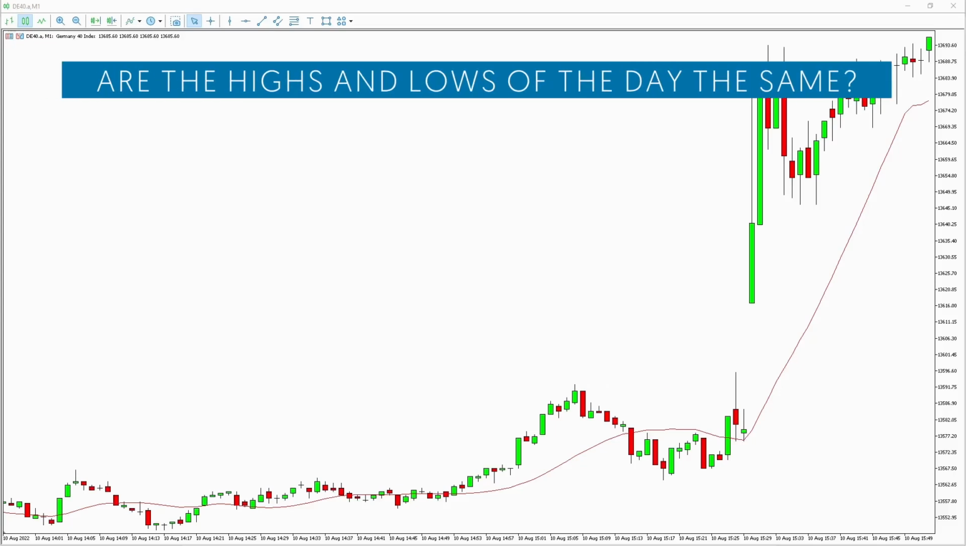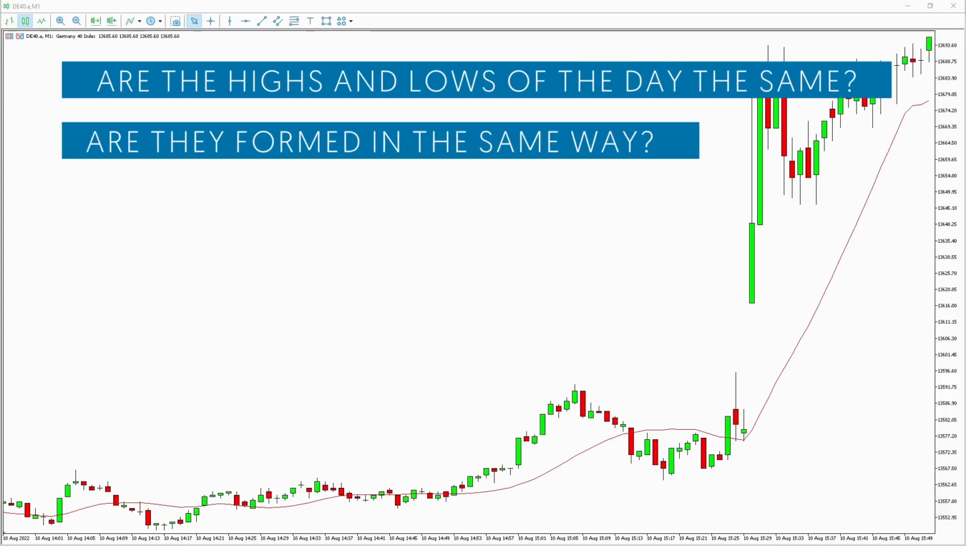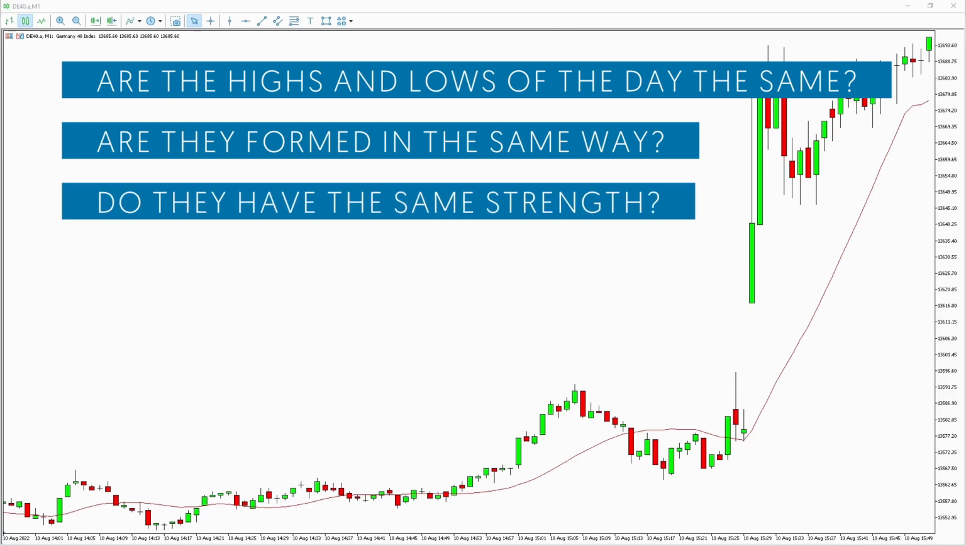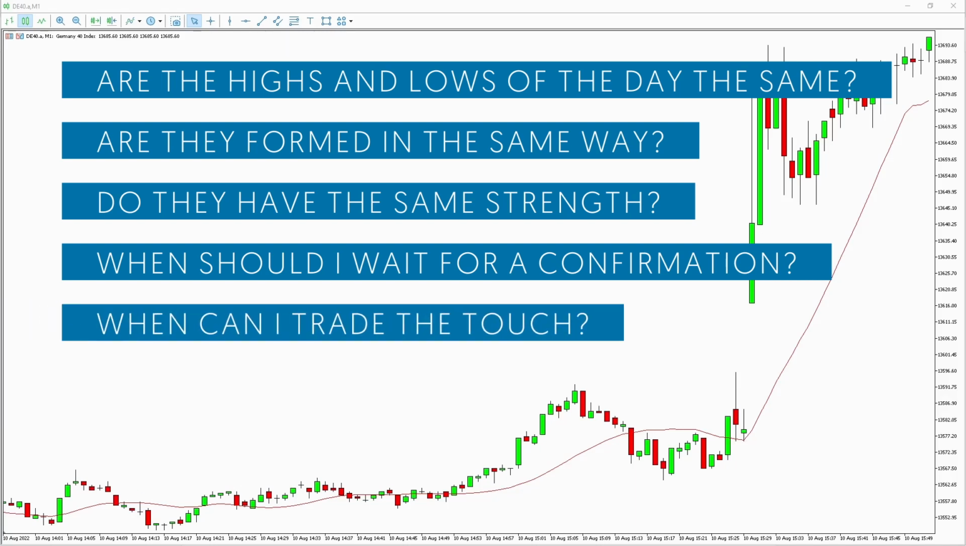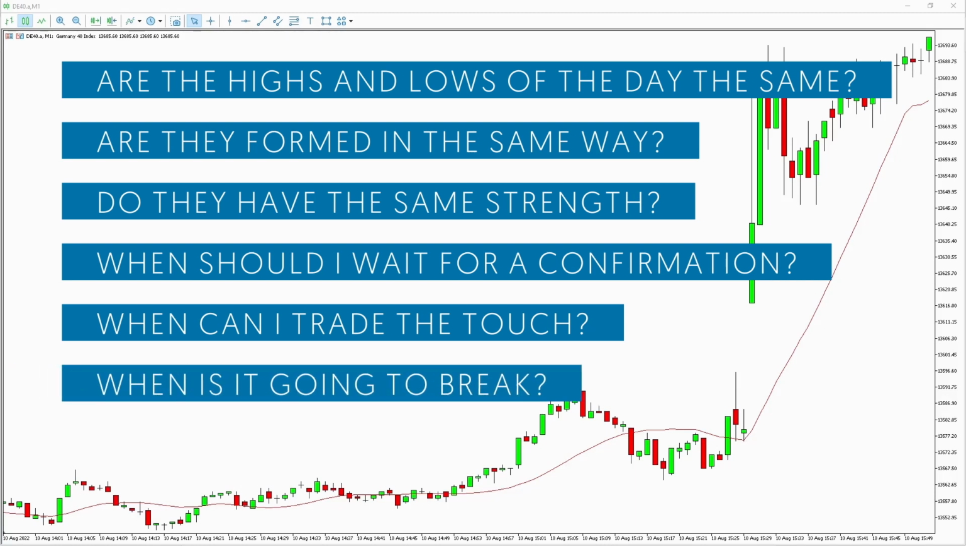Are the highs and lows of the day the same? Are they formed in the same way? Do they have the same strength? How should I trade them? When should I wait for a confirmation? Or when can I trade the touch at the high or low of the day without confirmation? And when is it likely going to break?